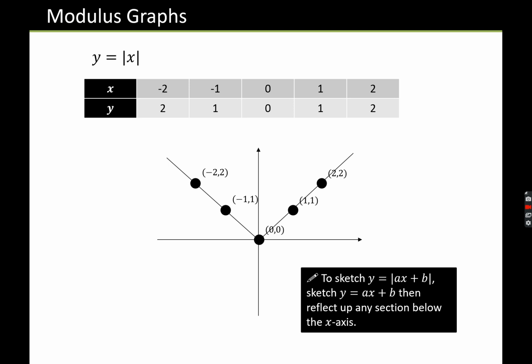Okay, so the note at the bottom: to sketch y equals the modulus of ax plus b, sketch y equals ax plus b first, then reflect upwards. Because if we think, y equals x would come all the way down there. So all we're doing is reflecting that part above the x-axis. Now this means we don't have to plot every single point, and we can use the knowledge we've gained this year in order to do it. Okay, so let's just have a look at another one.